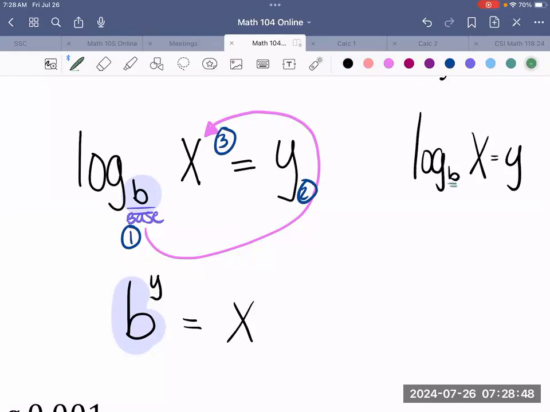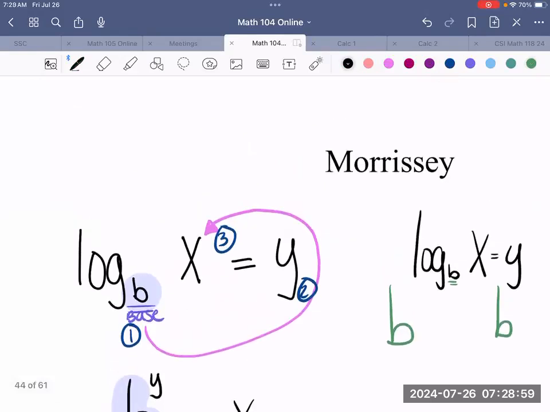So in this case, if our base is b, then we are going to take the log base b of both sides. Now, just like last time, we said, okay, if we have x squared and we square root it, the opposite of that is to have the square root of x and now square it.